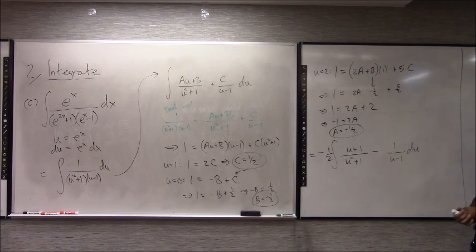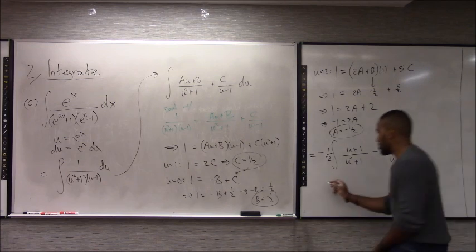Could you just rewrite it as u over u squared plus 1 over u?